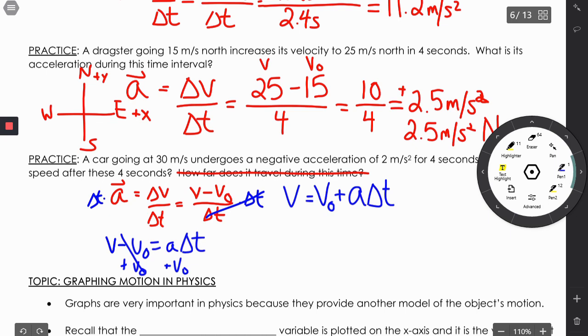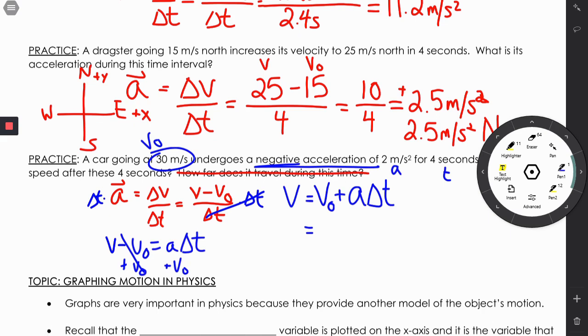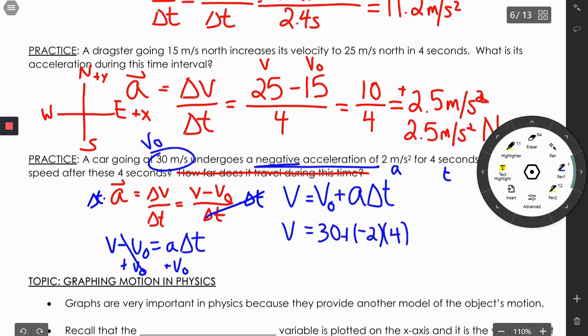Now we just plug in our numbers. Our initial velocity is 30 meters per second. Our acceleration is negative 2 meters per second squared. And there's our T, and you don't have to worry about the delta because this is essentially like T final, but T initial would be 0. So let's plug in our numbers. We get 30 plus negative 2 times 4. There's a plus sign, so you get 30 minus 8, which is 22 meters per second.